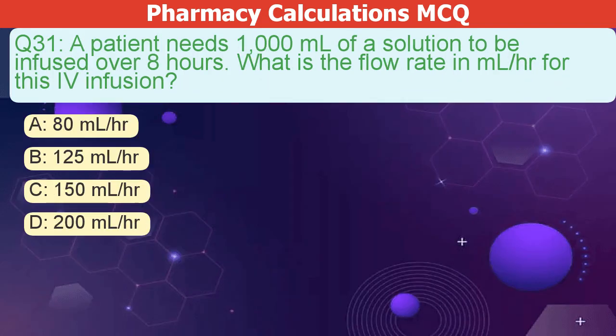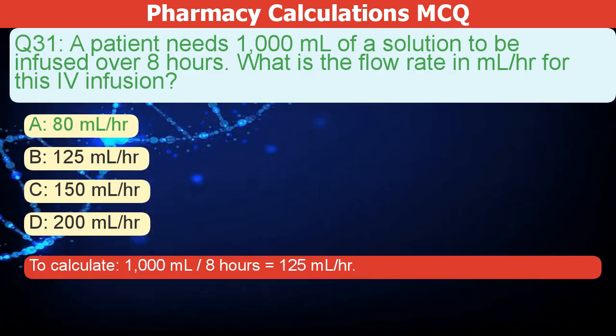A patient needs 1000 milliliters of solution infused over 8 hours. What's the flow rate in milliliters? A. 80 milliliters. B. 125 milliliters. C. 150 milliliters. D. 200 milliliters.